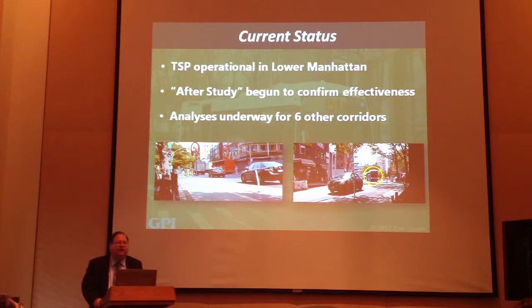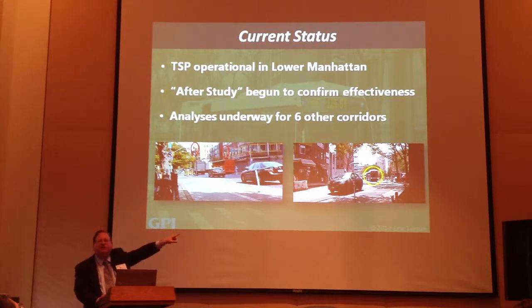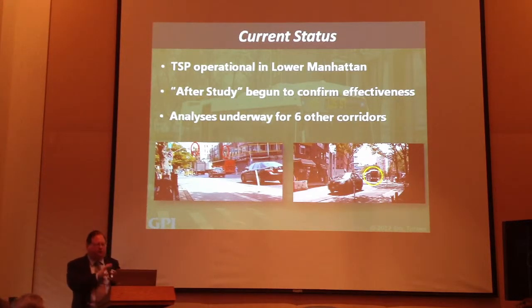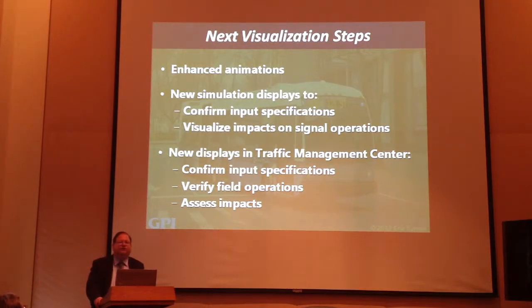So, the system's running. It was put into place in the middle of June. We're working on an after study right now, in which, as shown here, we're out in the field, we're looking at the signals, we're looking at the buses, so we're taking visual observations of what's going on, and we're getting all sorts of logs out of the system, telling us when the bus called for service, what's the signal doing. So we're doing 2 different levels of analysis, and we're currently working on the other 6 corridors.